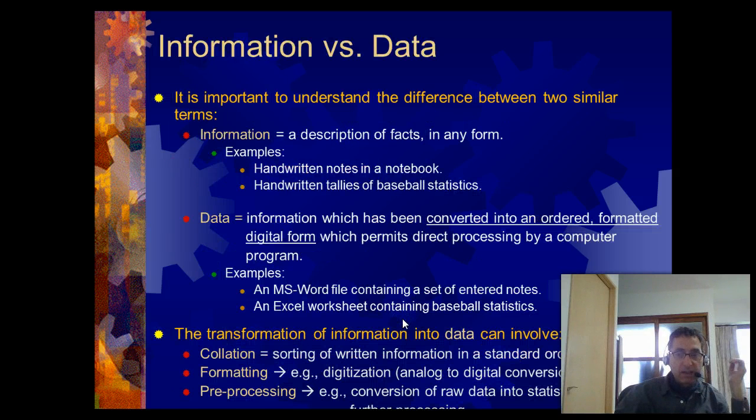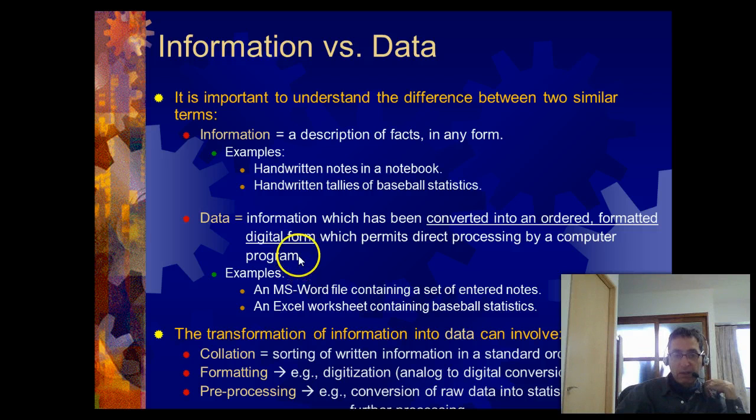So it's important to understand the difference between two similar terms, information and data. And we talked about this a little bit before. We said that information is a description of facts in any form. So it can be handwritten notes in a notebook. It can be handwritten tallies of baseball statistics. Data is information which has been converted into an ordered, formatted digital form, okay, which permits direct processing by a computer program.